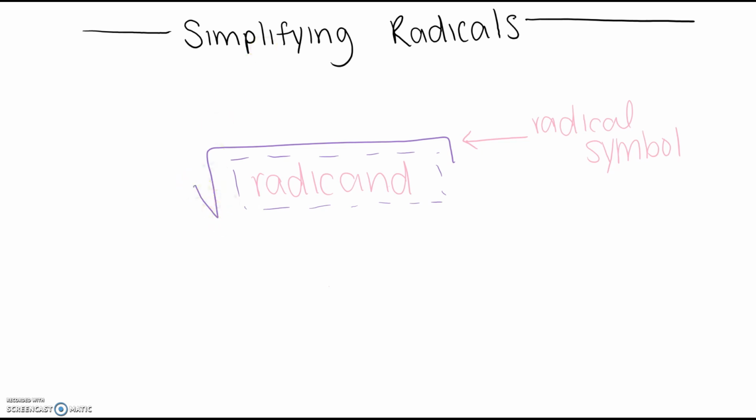Between the check mark, if you will, is a number. This little number is called the index. And then the whole thing is called a radical.